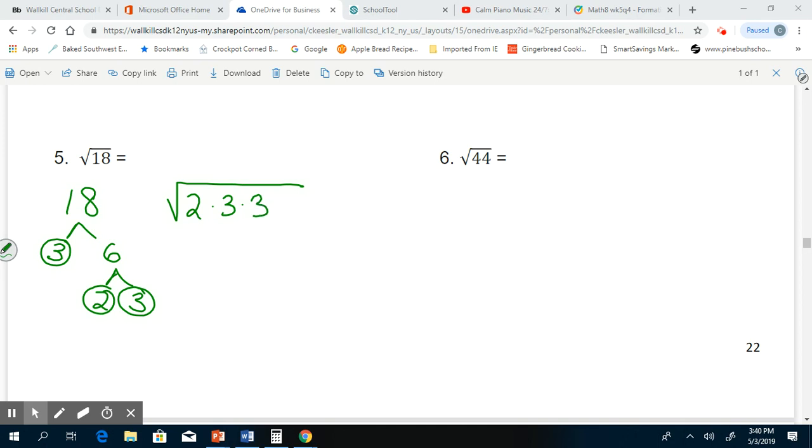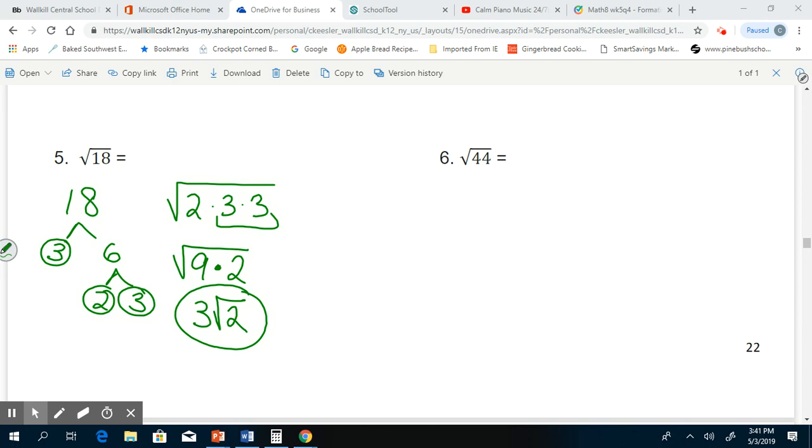When you're listing, it's always nice if you just start from least to greatest out of the prime numbers that are there. 3 shows up twice, so 3 times 3 is our perfect square. So we have 9 times 2. We can take the square root of 9. Square root of 9 is 3, and we leave the square root of 2, making square root of 18 equivalent to 3 square root 2.